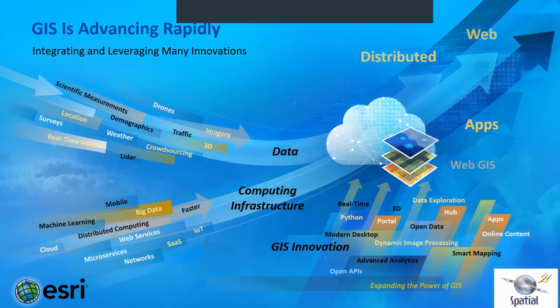So GIS is advancing rapidly with all the new sources of data, such as LiDAR, drones, crowdsourcing, 3D, real-time and imagery, floods of data, and the advancement in computing infrastructure, such as mobile, distributed computing, the Internet of Things, machine learning, web services, cloud, a whole new architecture with new innovations such as apps and smart mapping, hub, portal, dynamic image, and processing, which is expanding the power of GIS.